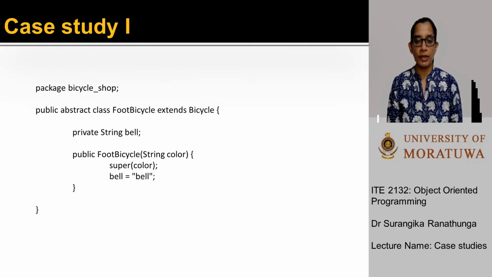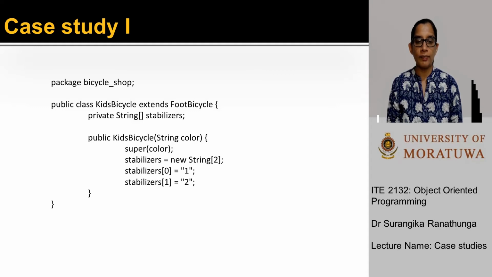Now here's the foot bicycle class, which extends the bicycle just like the motor bicycle. So on top of the color attribute it inherits from the superclass, it has its own bell attribute. And foot bicycle can be of two types, the kids bicycle and the adult foot bicycle. So because of that, we will not be actually creating foot bicycle objects. So in order to impose that restriction, we are making our foot bicycle class an abstract class.